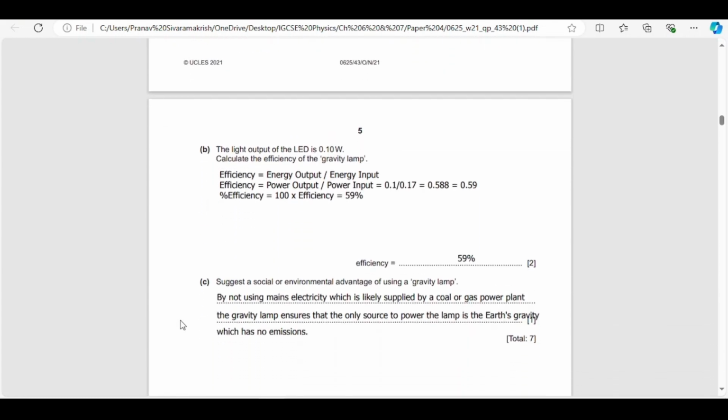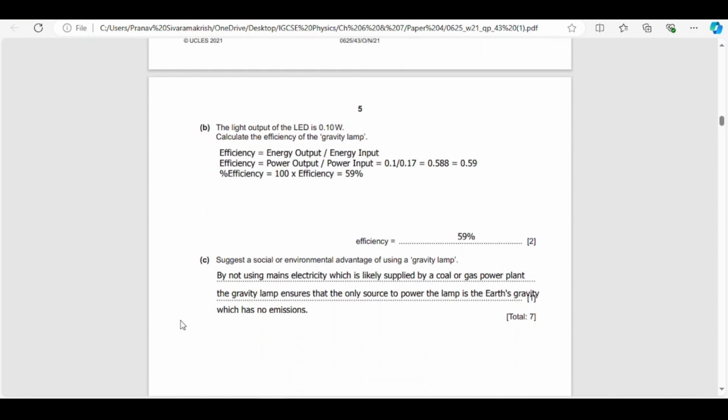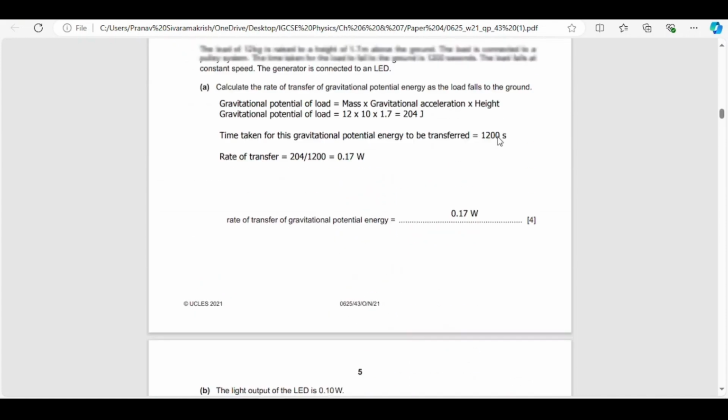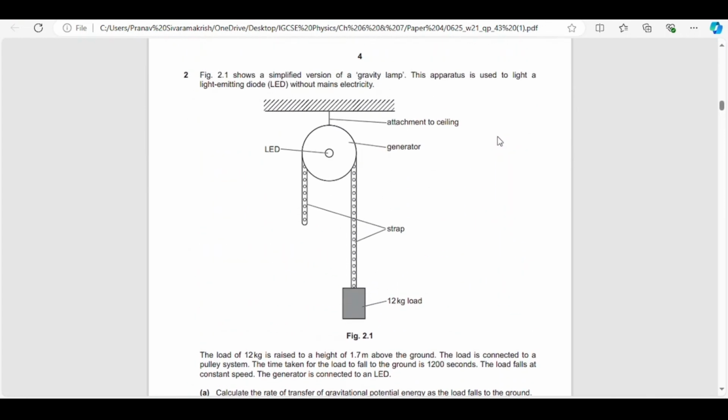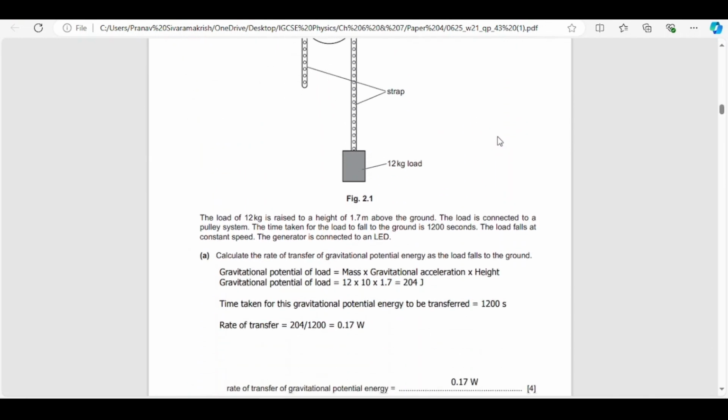Yes, we do. We've got a question on efficiency, which is something we covered in the concepts that we haven't seen in the paper so far, so this is a nice example. The light output of the LED is 0.1 watts. So calculate the efficiency of the lamp. The light output is what you want from the LED, because a light emitting diode's purpose is to emit light. That's the useful output.